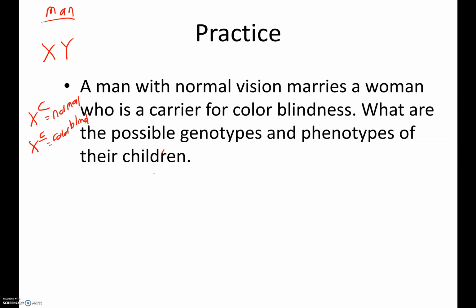Okay, so he has normal color vision. Give him a big C. We don't put anything on the Y. For the Y, you're just going to have a Y, and that's just going to designate the male. Okay, the woman is a carrier for color blindness.